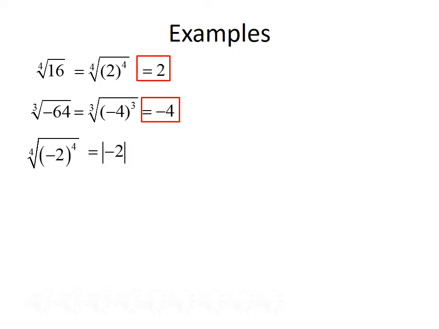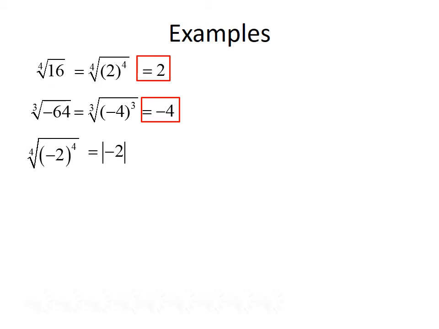Now, this example is a little bit different. Although we have a fourth power and fourth root, this is not going to cancel out to be negative 2. Because if we think about it, negative 2 raised to the fourth power, if we did that math, negative 2 times negative 2 is 4, times negative 2 is negative 8, times negative 2 again would give us a positive 16. So this is the fourth root of 16, which was our first example.